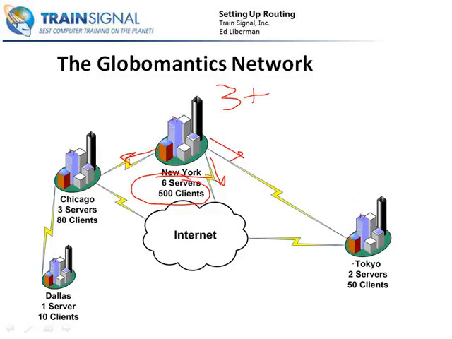Let's move down here to Tokyo. In Tokyo, I see the need for one router for the comlink to New York and another router for connectivity to the internet. So it looks like in Tokyo we need 2 routers. Now, again, do we need more? Well, we've got 50 plus computers going on in Tokyo.